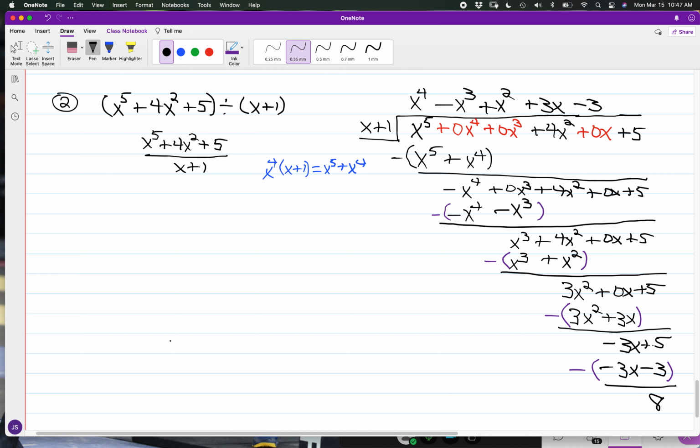And so we're going to have, with the quotient, the set of terms in the top line here. So we have x to the fourth minus x cubed plus x squared plus 3x minus 3. And I cannot take x plus 1 into 8, and 8 is going to be the remainder.